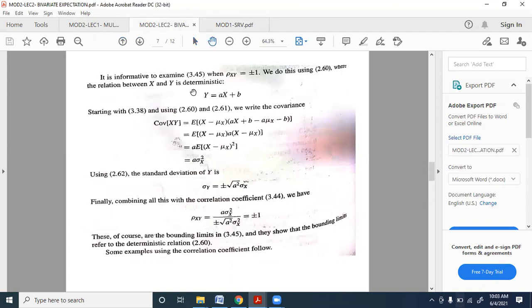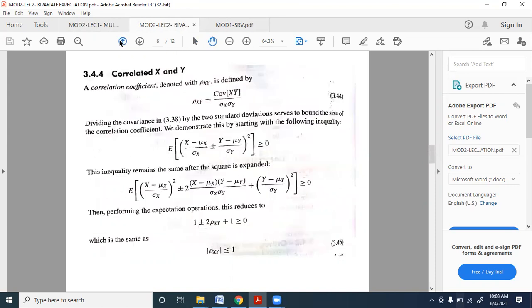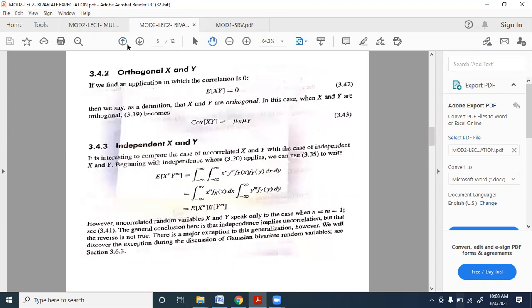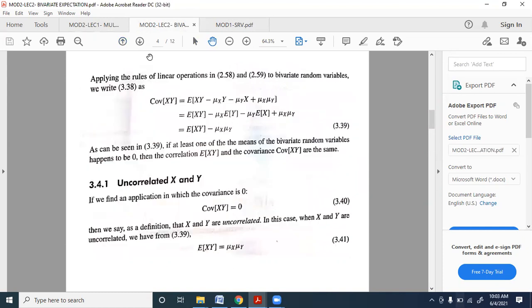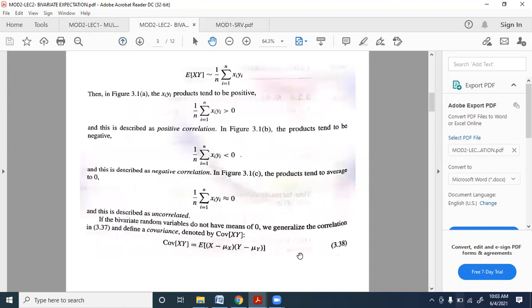So if y is equal to ax plus b, then we can consider the covariance of x and y, which is given by the formula we have already written over here with respect to 3.38. So in place of y, we can write ax plus b, and in place of mu y, we can write a mu x plus b. That's the quantity which we will get.